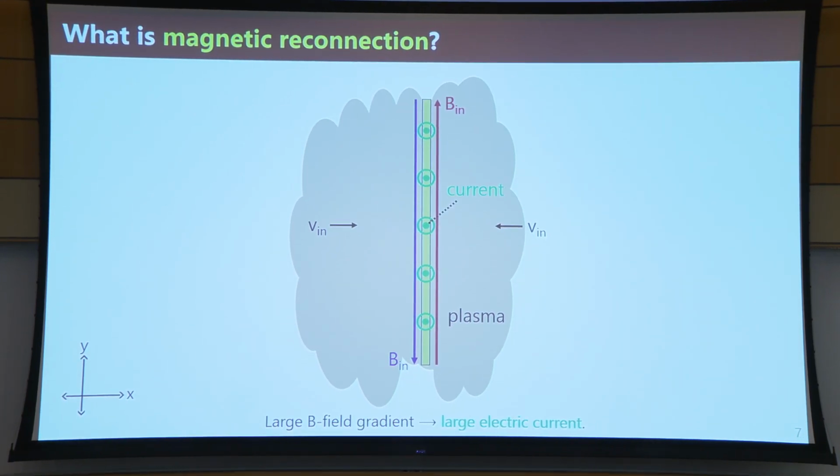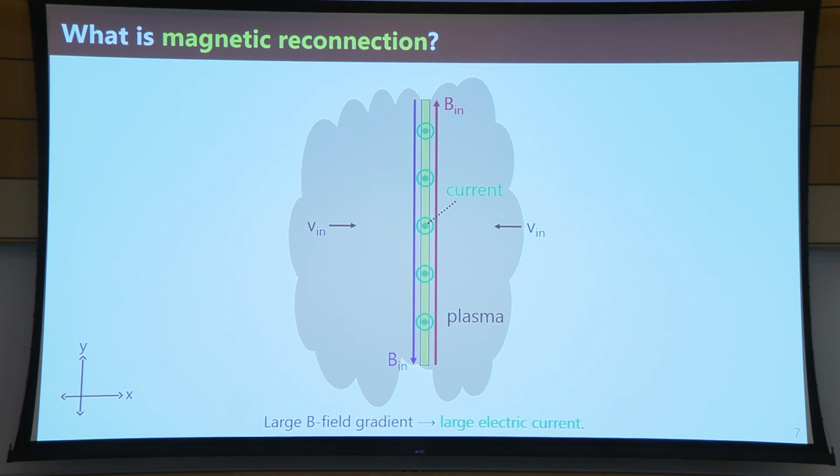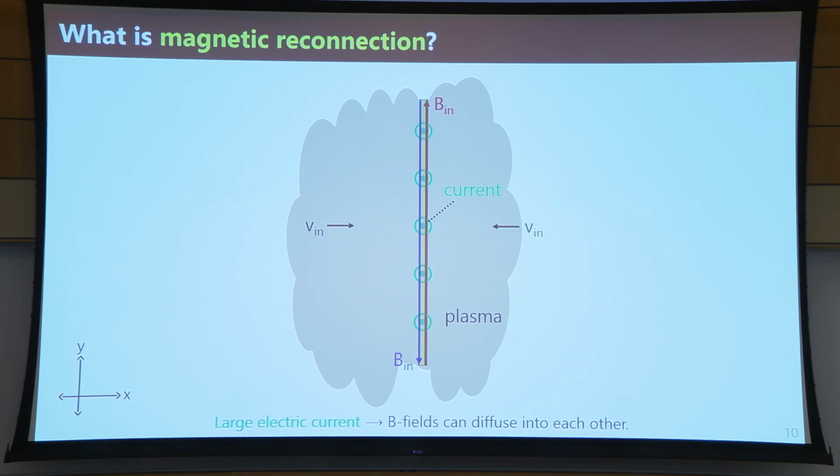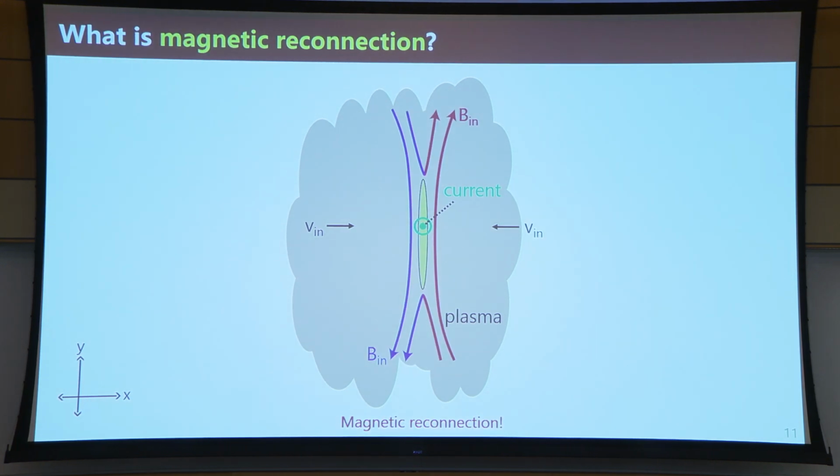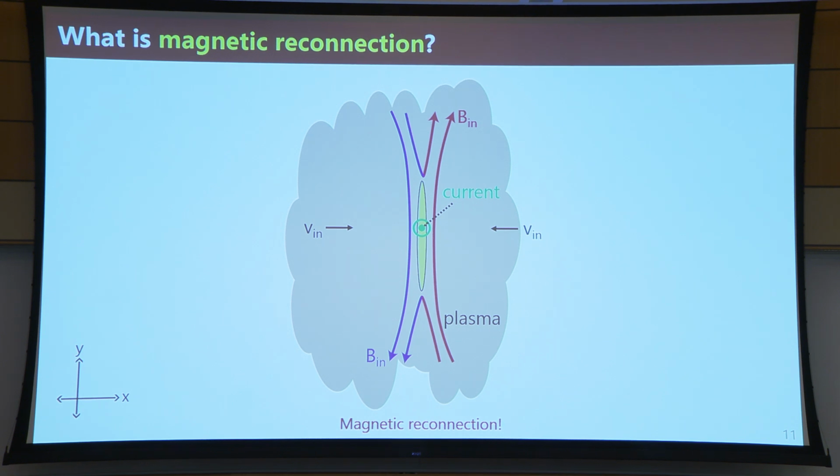Now, due to an electrodynamic effect, whenever we have oppositely oriented magnetic field lines close to each other, we generate a large electric current, such as that shown here in green, pointing out of the board. The benefit of this current, or one implication, is it allows the magnetic field lines to further diffuse into each other, eventually overlapping at the center and achieving magnetic reconnection. This is where the magnetic field lines overlap and annihilate themselves at the center.